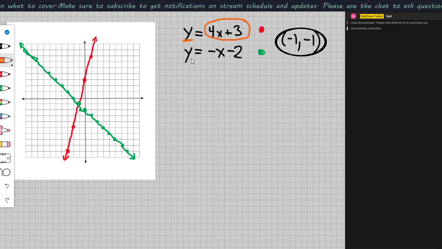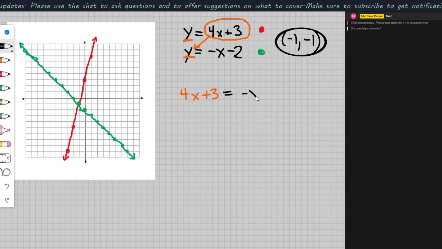Now let's say you wanted to use this y instead to plug in for here. That's fine too. Again, it's going to look exactly the same. So wherever I see y, I'm going to plug this in. Here's a y right here, so I'm going to plug this in here. So I'm going to have 4x plus 3 equals negative x plus 2. Okay, so this is what it would look like.